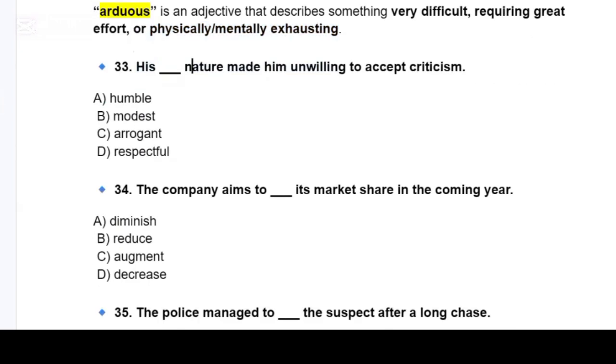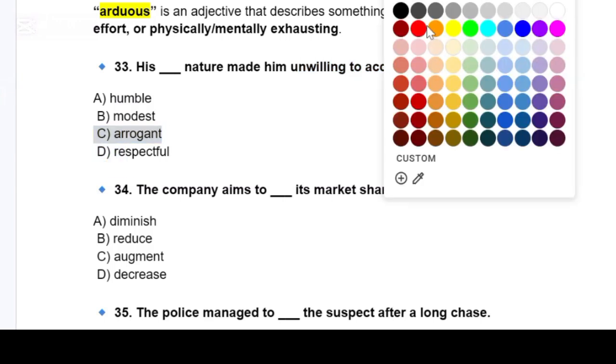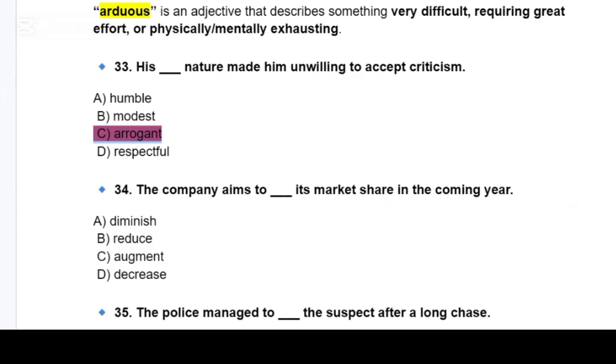His dash nature made him unwilling to accept criticism. What kind of nature does he have? Because he is unwilling to accept criticism, is he humble, modest, arrogant, or respectful? He is arrogant because he is not accepting the criticism.